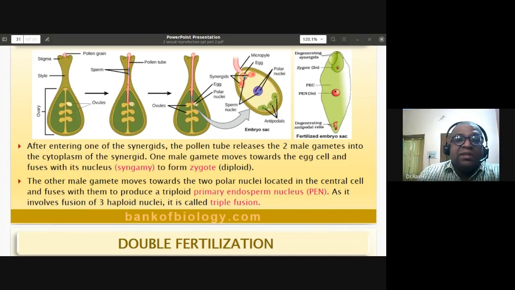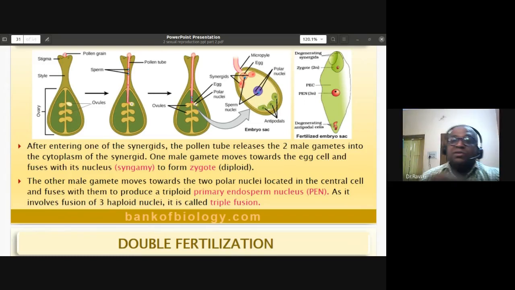Now of the pollen tube contents, one sperm cell fuses with the egg cell to form the zygote. Another sperm cell, which is rich in mitochondria, travels towards the secondary nucleus in the central cell and fuses with it to form the future primary endosperm nucleus. It is triploid because the secondary nucleus is formed by fusion of two polar nuclei, and one sperm cell fuses with it. So there is totally triple fusion, three fusions between three nuclei. So we call it triple fusion.